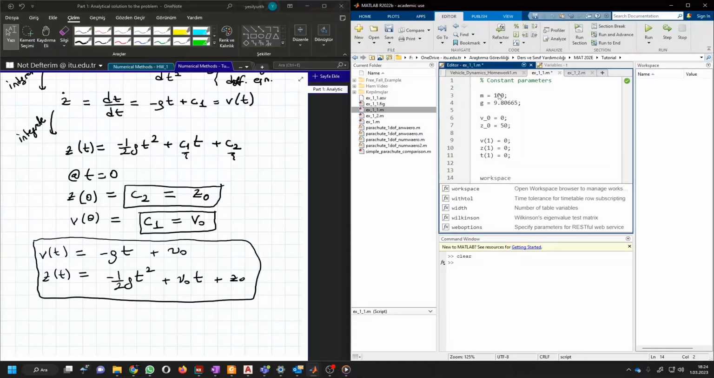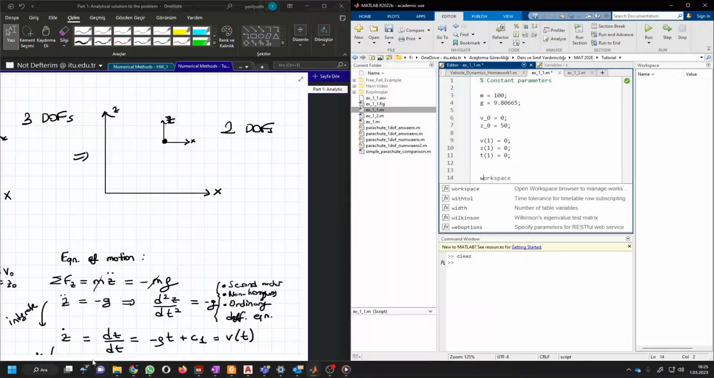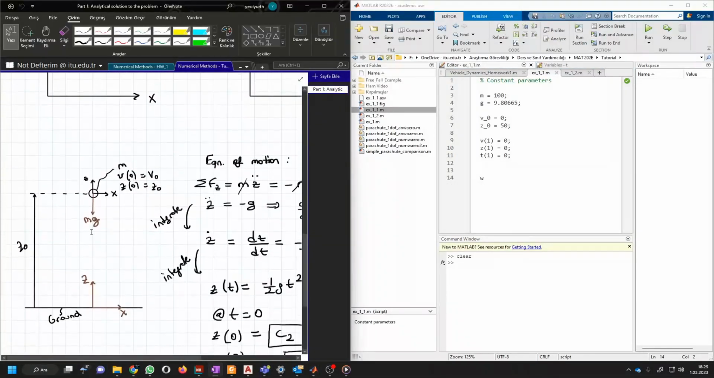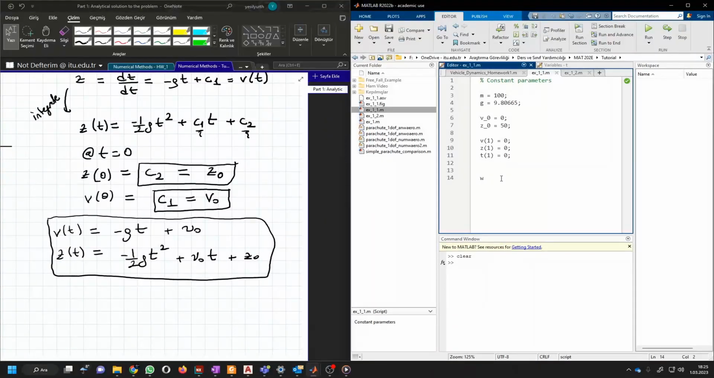I will use an infinite while loop, and I want to stop the loop with a condition. Why? Because I want to stop the solution where the parachutist touches the ground. So to do that, we can use an if break structure inside the while loop.